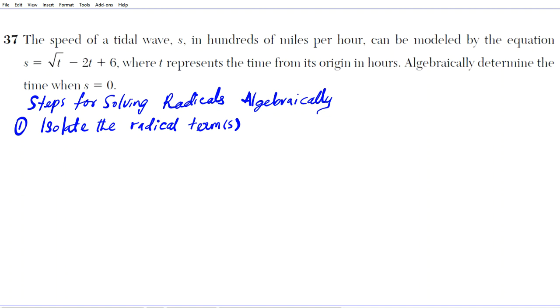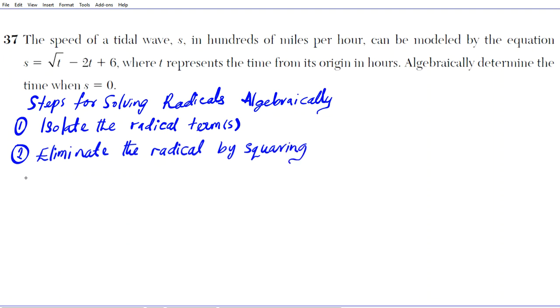In this particular problem, there's only one radical term, so we're just going to be isolating one radical term. Why are we isolating it? The goal is we want to eliminate it. After you isolate it in step 1, step 2 is to eliminate the radical by squaring. Why do we square? We square because that is the inverse of the square root.